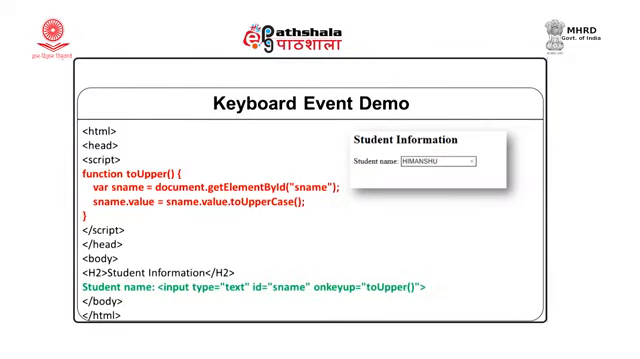The next code is how we can handle keyboard events in JavaScript. So, here I created one simple interface where the user needs to type his name, and whether caps lock is on or off, your input is automatically converted into uppercase. So, here in HTML I write down student name and then take one input of type text, and its ID is sname, and on keyup I call this function called toUpper.